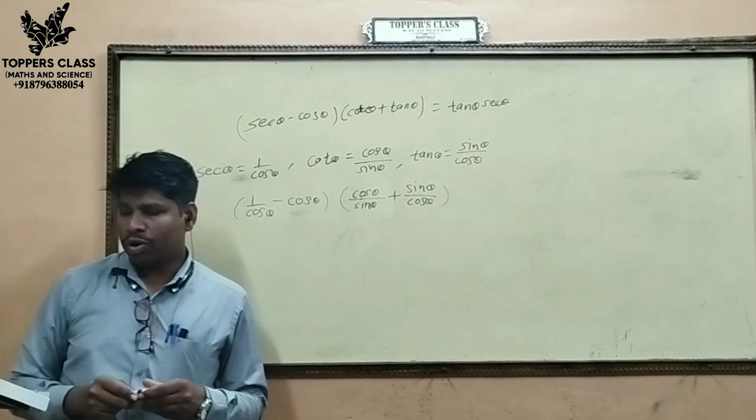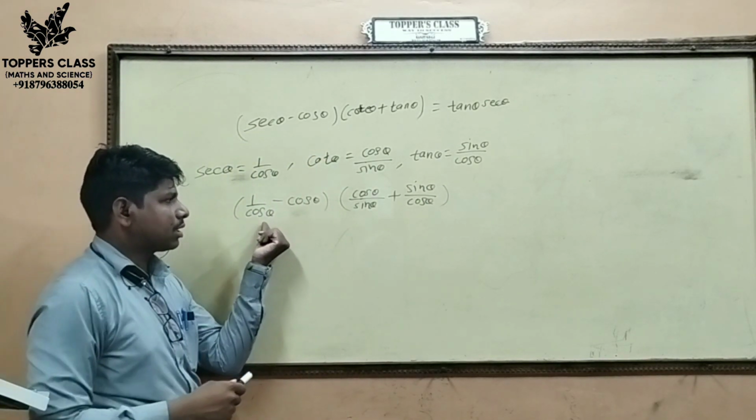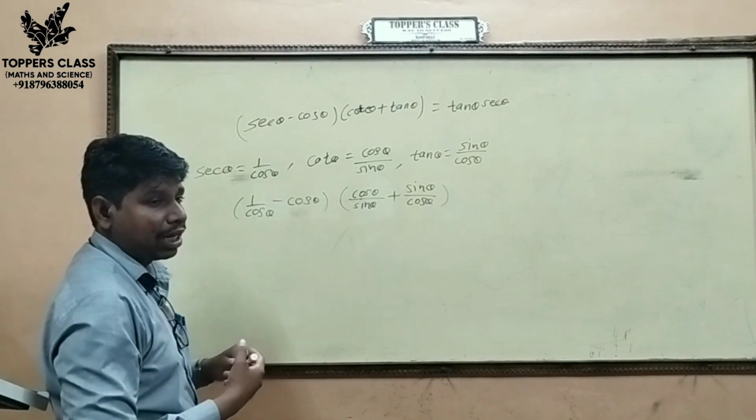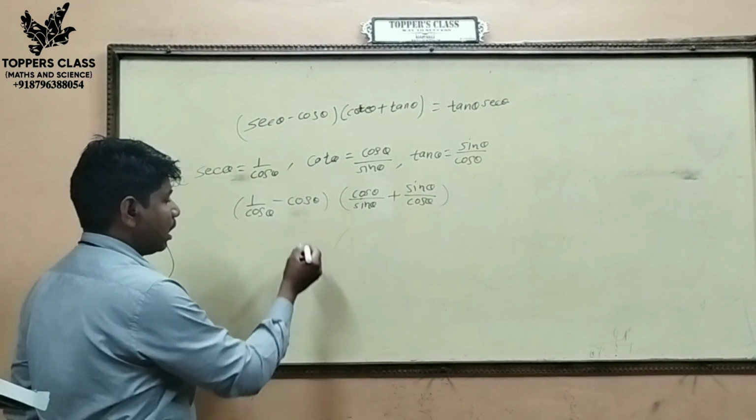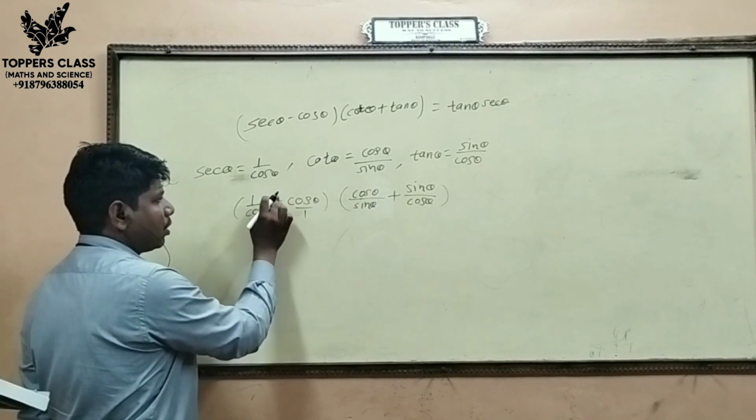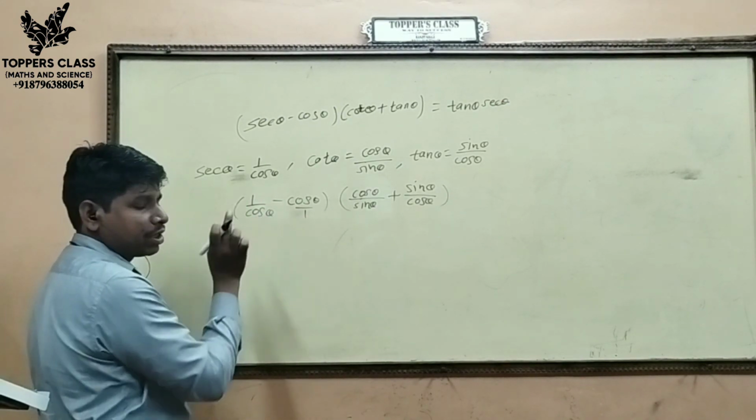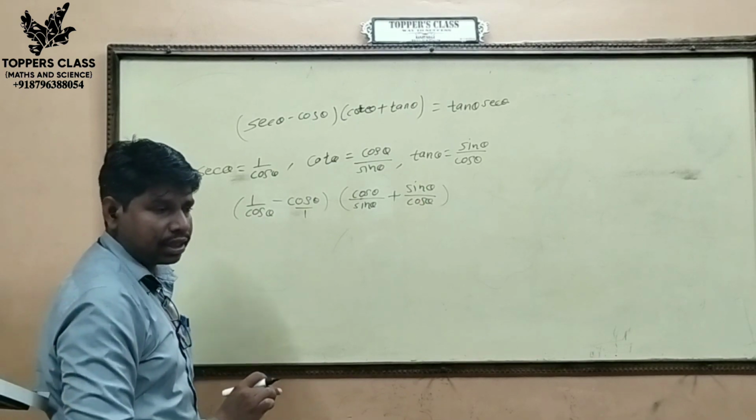Now we got here cos theta as the denominator, and for the other term nothing is there, which means always 1 is present. When we have to subtract them, the denominators should be the same at minimum. Okay, that is the requirement there.